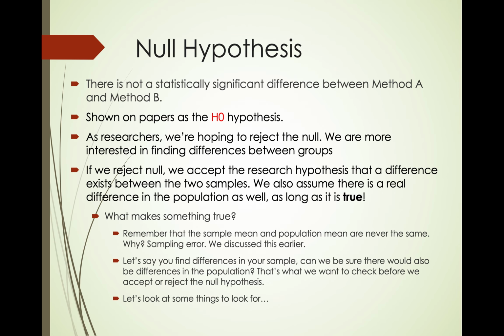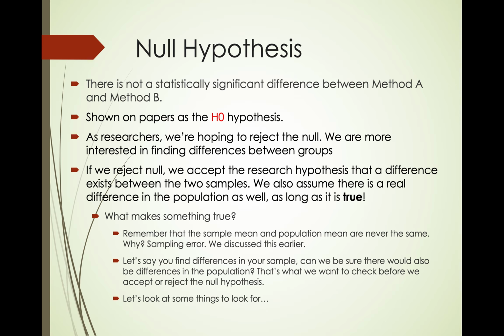All right, so for null hypothesis, this is, as a repeat, this is where there is not a statistically significant difference between method A and method B. And this, as an FYI, is shown on papers as the H0 hypothesis. So as researchers, again, we're hoping to see that there is a difference, so therefore we're hoping to reject the null. We are more interested in finding differences between groups. So if we reject the null, we therefore accept the research hypothesis.